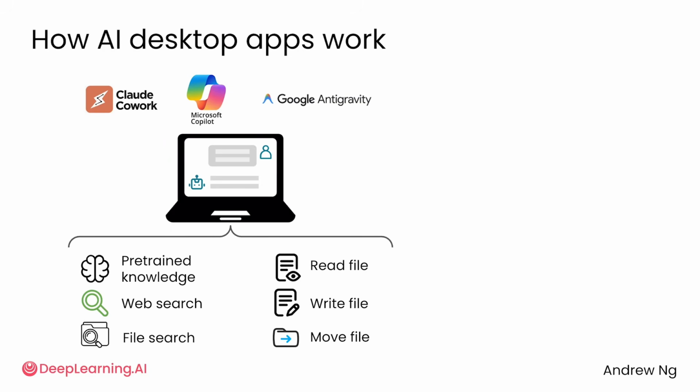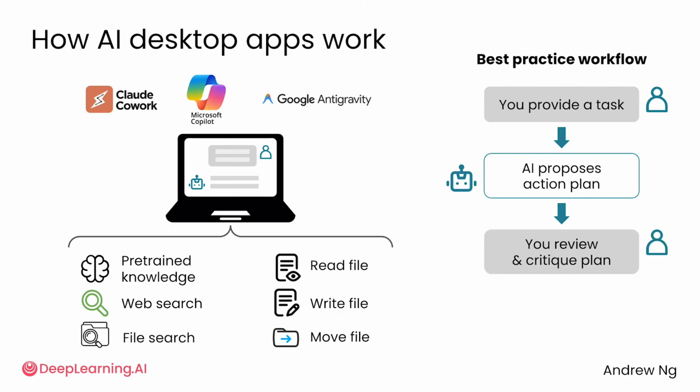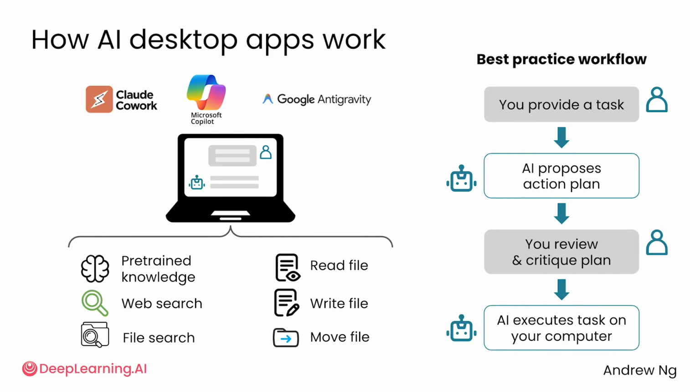So when asking a desktop app to do things on your computer, a best practice workflow would be for you to tell it what tasks you want done, such as organize the files in the folder. Let the AI system propose an action plan, but not yet take action. You can then review the plan, give critique, maybe have it update this plan if needed, and only when you're satisfied with it, then tell it to execute the plan, which you can go ahead and do on your computer.